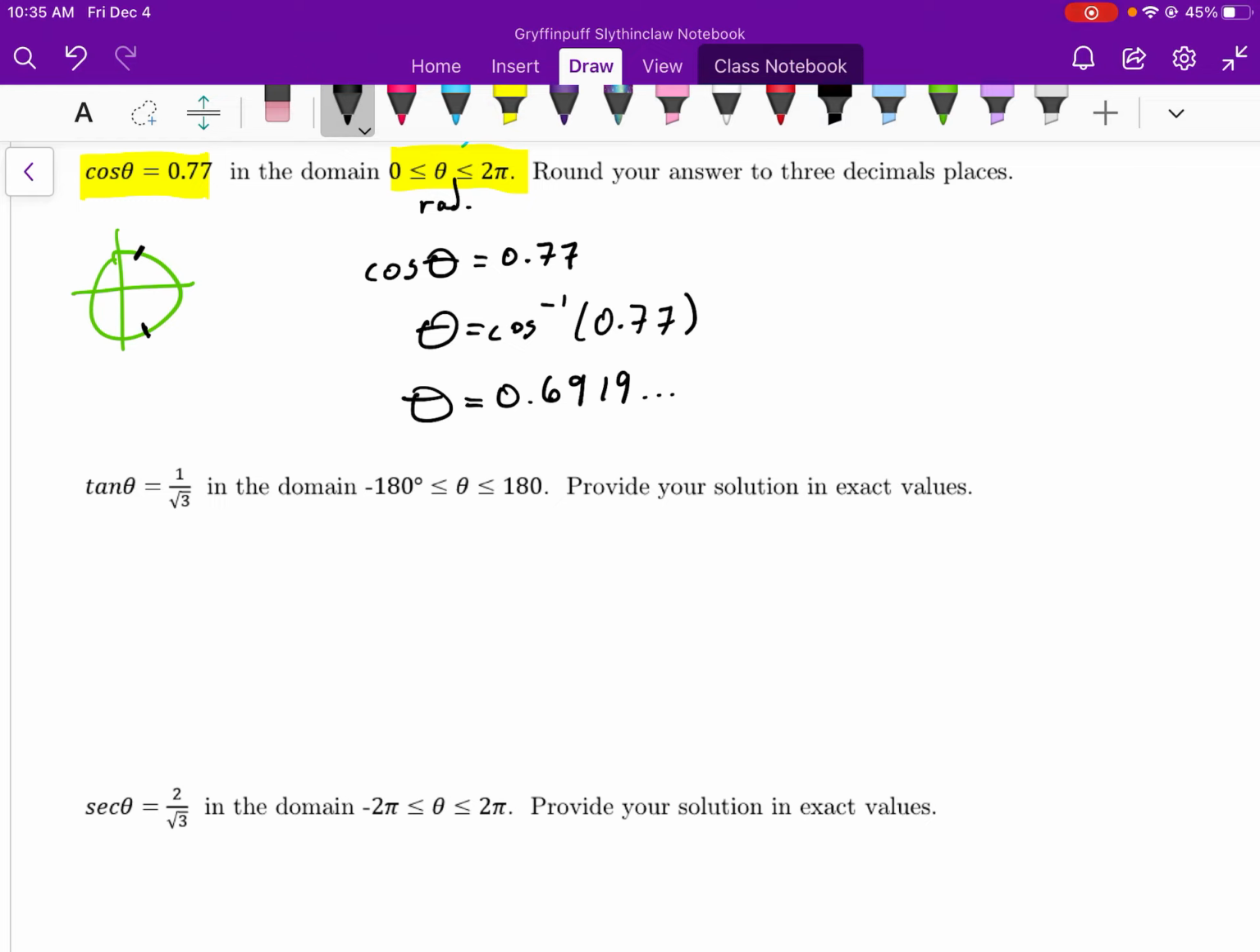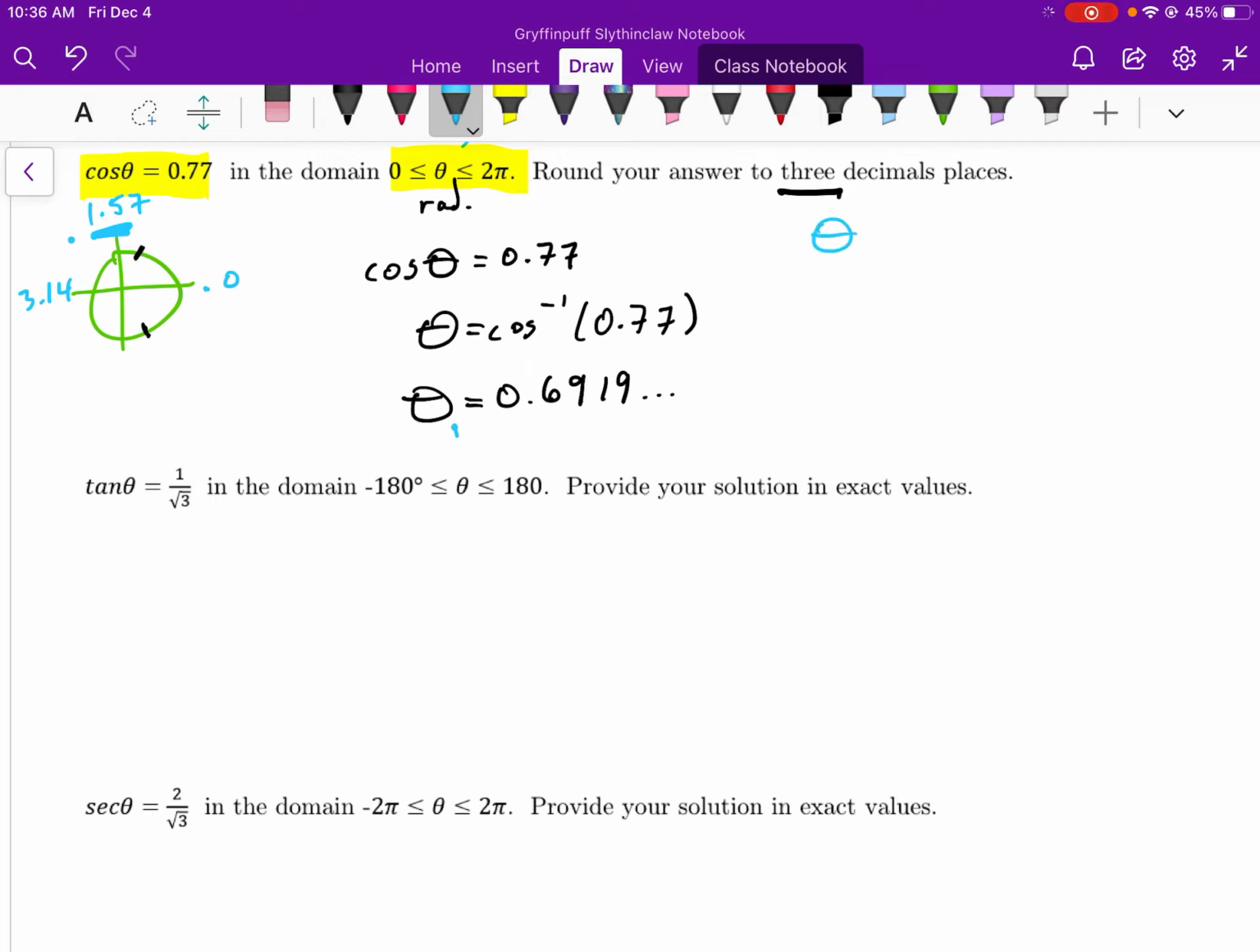I mean, there goes more decimal places. We're going to round this to 3 decimal places, as it says. Well, does that make sense? Yeah, that makes sense, because remember that the approximate value of pi over 2 is 1.57. So really, this is my quadrant 1 solution, right? Because it's between 0 and 1.57.